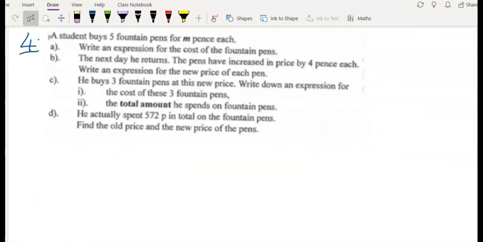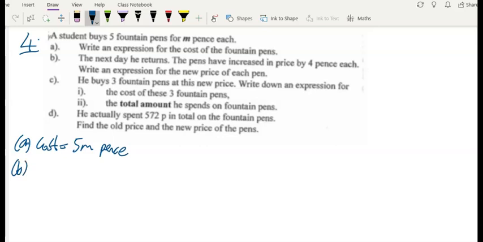Okay, question 4 says, a student buys 5 fountain pens for m pence each. Write an expression for the cost of the fountain pens. So for A, we have got cost just equals 5m, and that is it. 5m pence, we'll say.